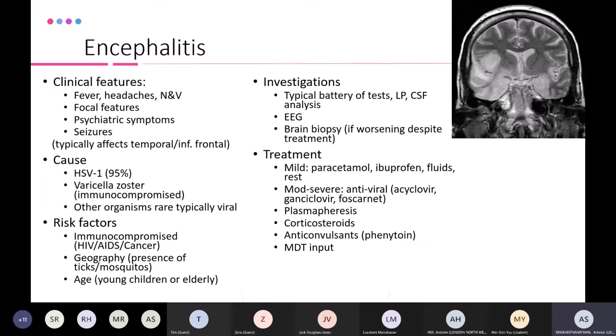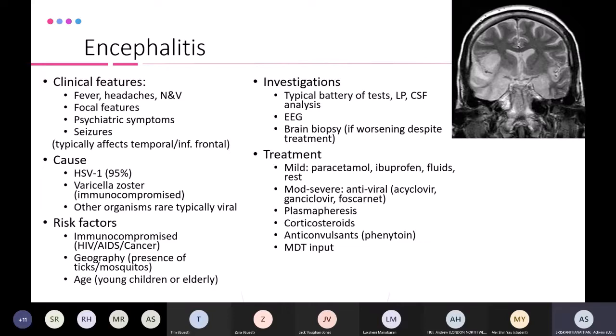And here you can see the CT scan. So that's one of your investigations, and you can see that enhancement of the temporal lobes. On top of CT, you'd also do an LP, get a CSF analysis done, and do an EEG as well. And if it's getting worse despite any treatment, you'd maybe consider a brain biopsy too. And then treatment, if it's mild, just general analgesia and antipyretics, so paracetamol, ibuprofen, give them fluids, ensure they rest enough and hope it self-resolves.